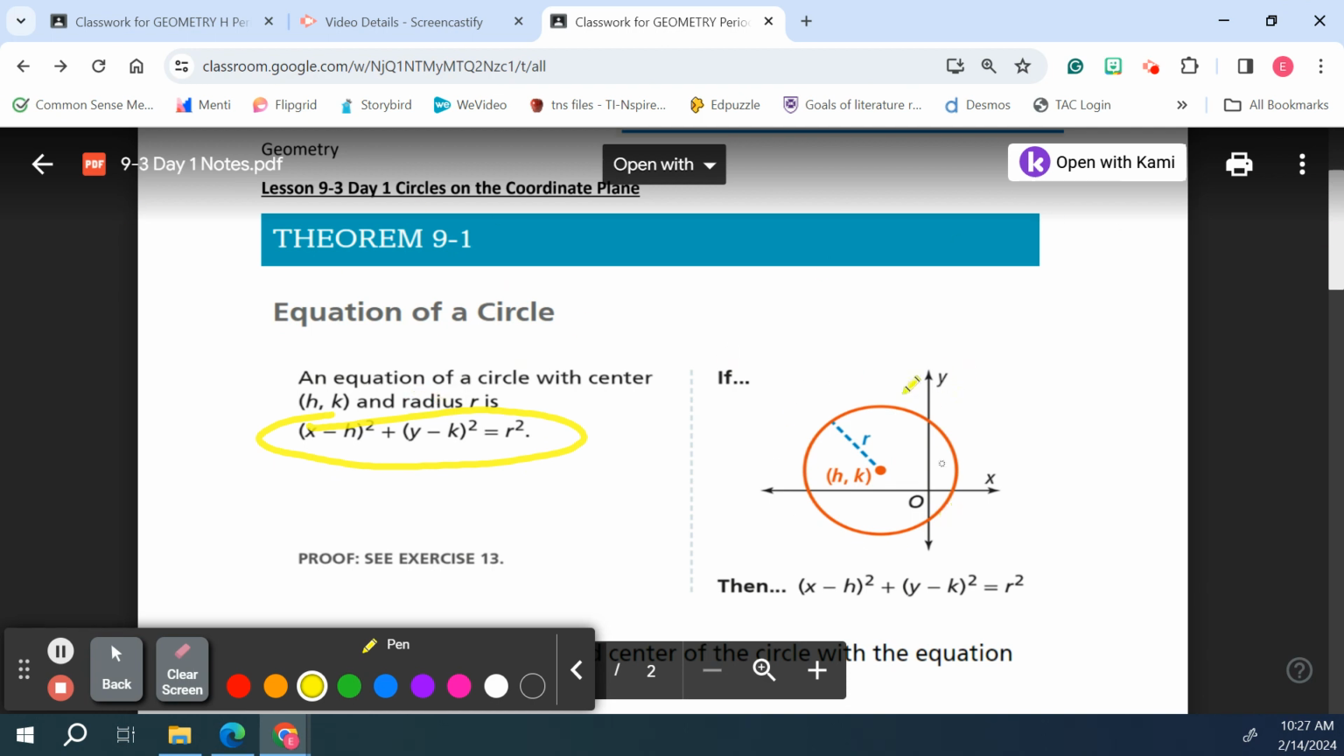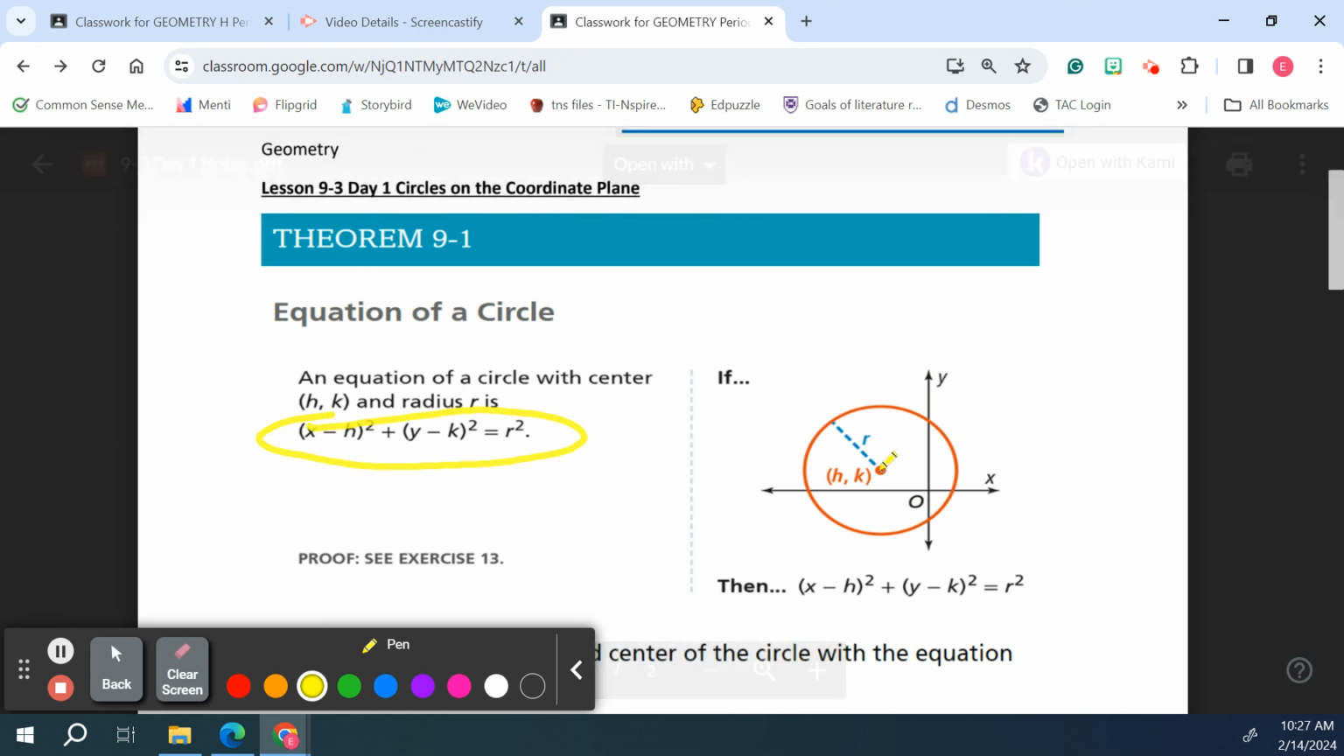So if we're given the circle on the coordinate plane, the radius goes from the center, which is h comma k. We're not calling it x, y because that's just confusing with already having x's and y's there. But just know h goes with the x and y goes with the k. And from the center to the circle itself, that gives us the radius.